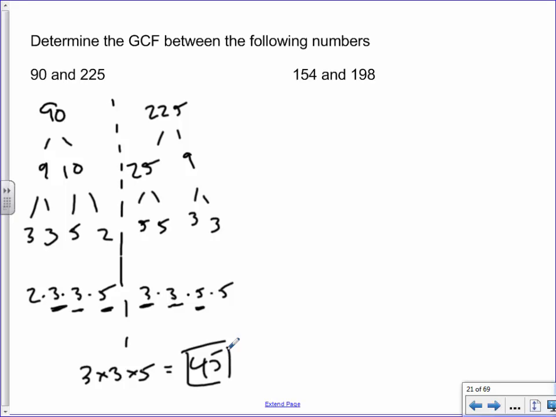I said that 90 was a 9 and a 10. I said a 9 was a 3 and a 3. The 10 was a 5 and a 2, so I rewrote it here as a 2, a couple 3s, and a 5. If you have something different than me, but you still have 2, 3, 3, and 5, that's good. If not, call me over, I'll come take a look and see if I can find your mistake.